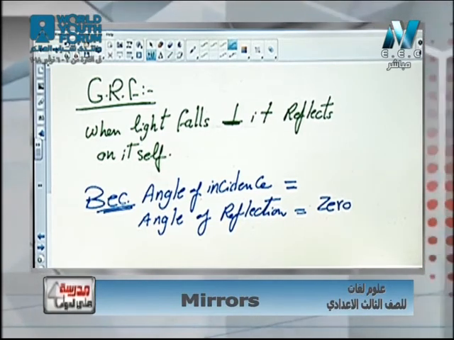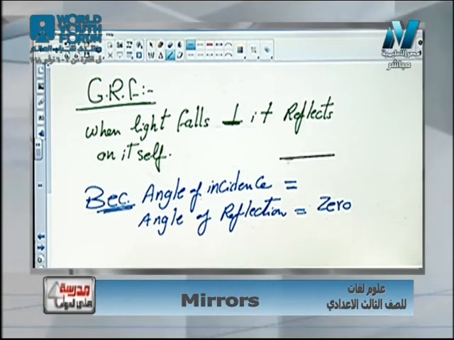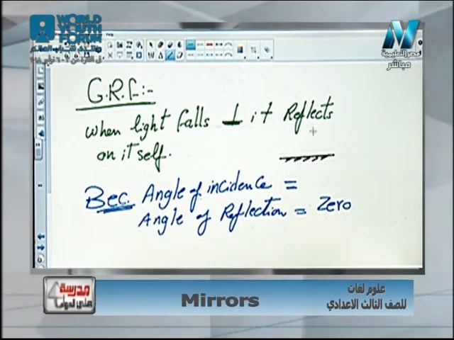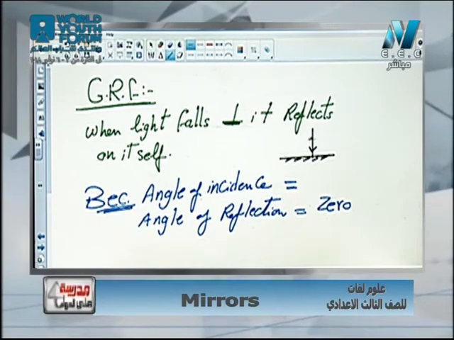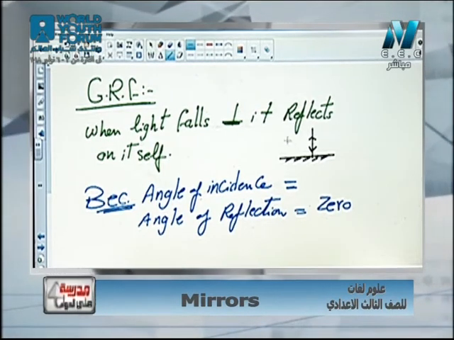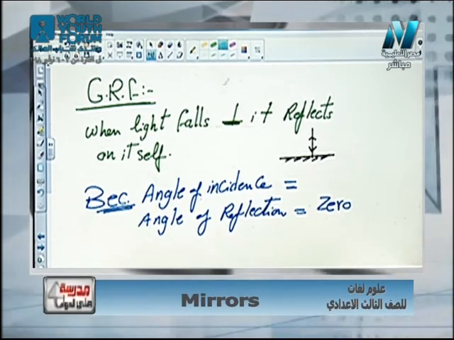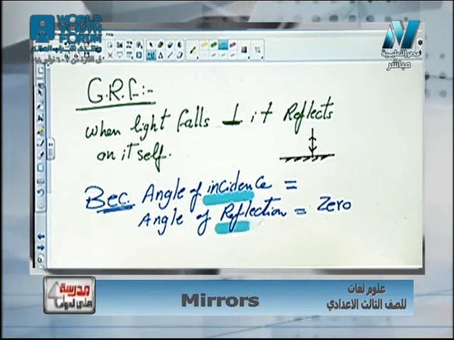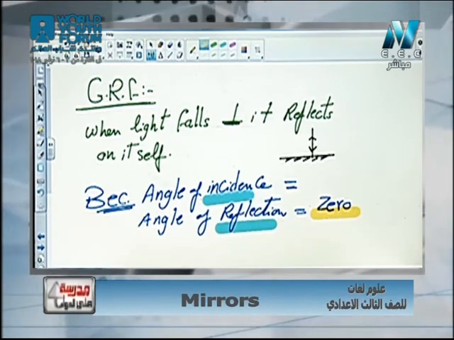Because if the light ray falls perpendicular on the reflecting surface, as we see here, it will reflect on itself. So in this case, and in any case, the angle of incidence equals the angle of reflection. In this case only, it equals 0 degrees. Okay.